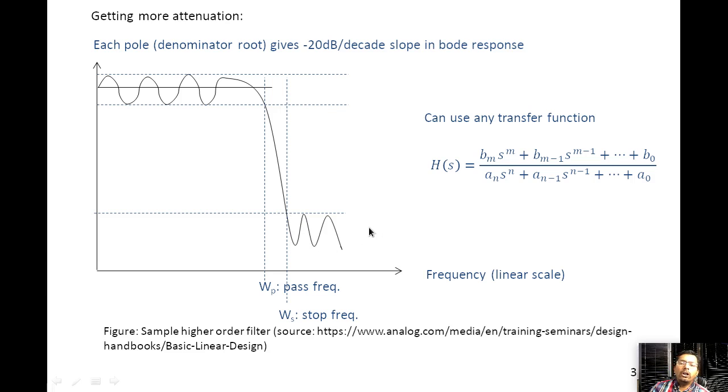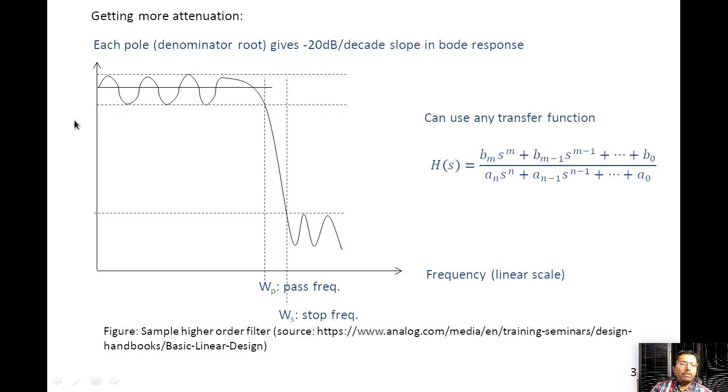Depending on how you choose your transfer function, you may or may not have these ripples over here. Similarly, you may or may not have ripples at the top. But in general, we're going to assume that based on the combination of the poles and zeros of your transfer function, you do end up with some ripples over here.